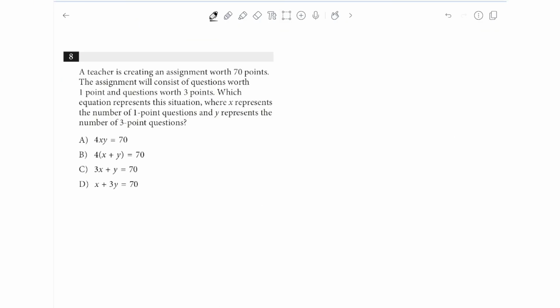All right, question number 8 is asking, a teacher is creating an assignment worth 70 points. The assignment will consist of questions worth 1 point and questions worth 3 points. Which equation represents the situation where x represents the 1 point questions and y represents the 3 point questions?